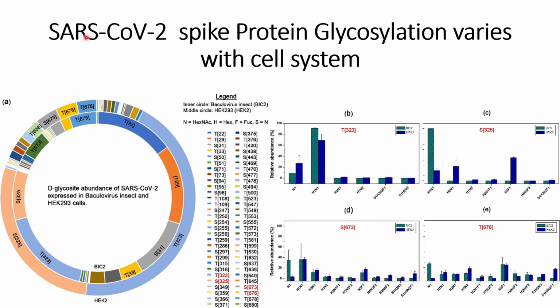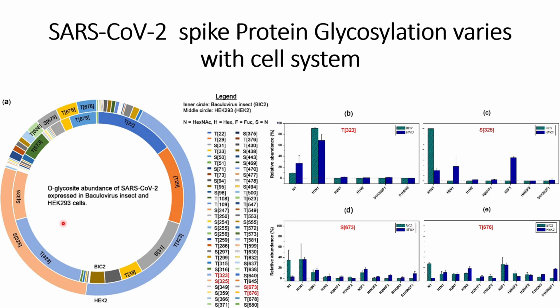And let us come to our main topic, that is how SARS-CoV-2 spike protein glycosylation varies with different cell systems. In the previous video, we compared three cell systems, HEK cells, BIC2 cells, and BIC1 cells, and we compared the N glycosylation. However, in this video we will compare the O glycosylation, and there they have compared only two cell systems. The first one is the HEK cells, and the other one is the BIC2 cells.